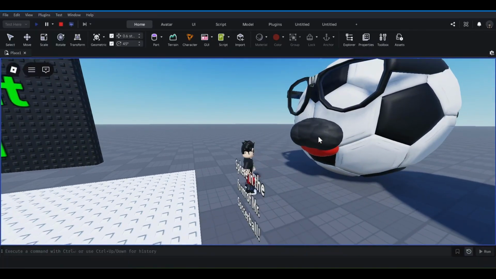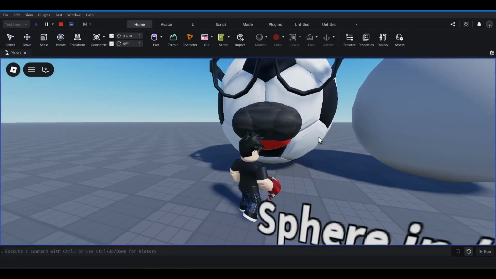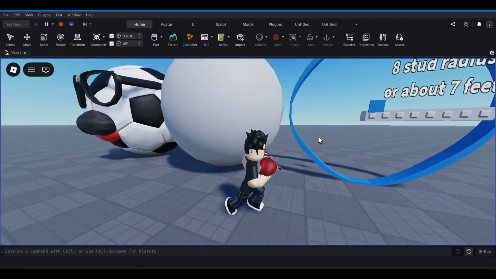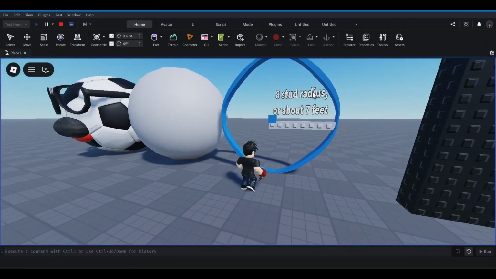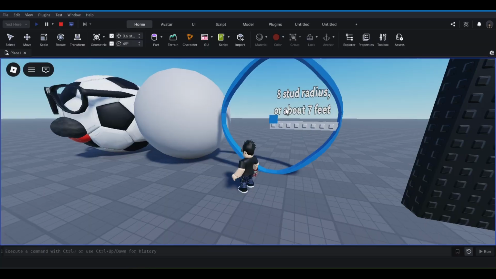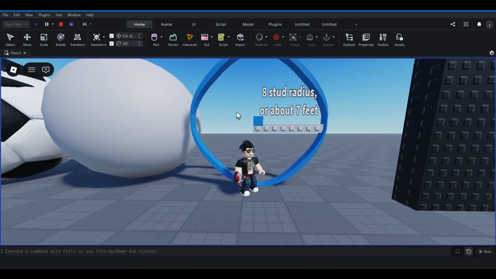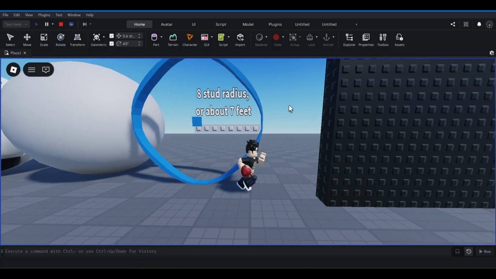Onto our next shape, which is actually a sphere in the form of Mr. Soccer Ball. Hello, Mr. Soccer Ball. I love your mustache and your glasses. Anyway, so we got our sphere, and we got the best I could represent of the inside. So this is the center, right? We got the center. We got the radius. So the radius is about 7 feet.